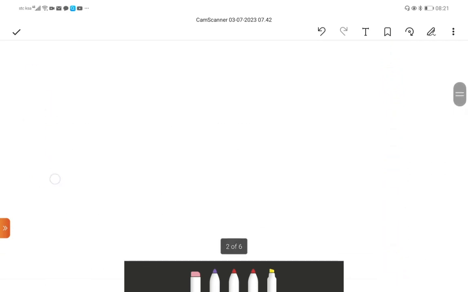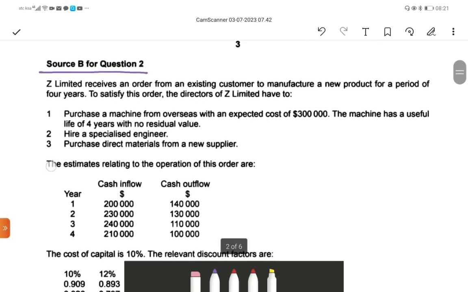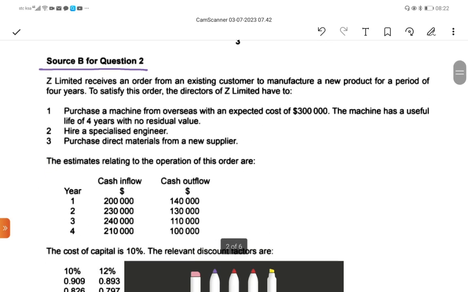In the examination, you will get two papers: one is the insert, and the other one is the question paper. Here I have combined them for solution purposes. So let's see.